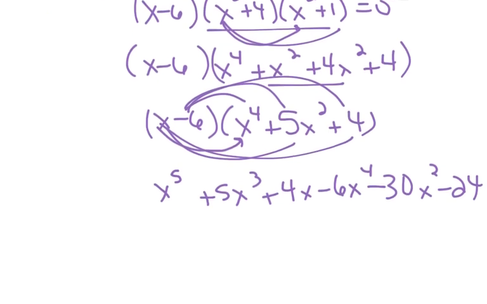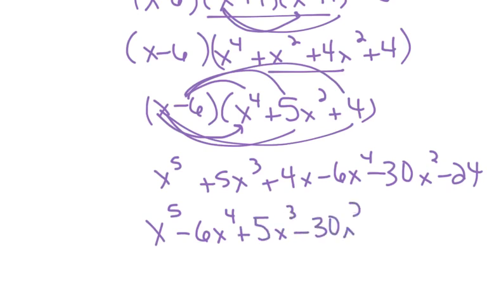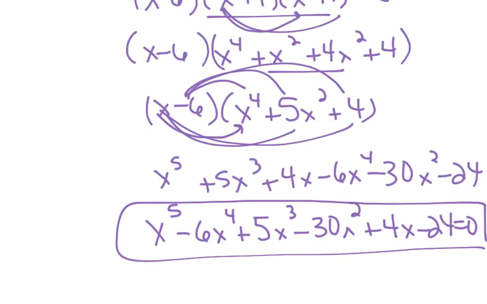And this always looks nicer if we write it in descending order of powers. So I'm going to write it as x to the 5th minus 6x to the 4th plus 5x cubed minus 30x squared plus 4x minus 24 equals 0. If you want to check to make sure you did the math right, when you graph this equation, the only place the graph should hit the x-axis is at x equals 6.